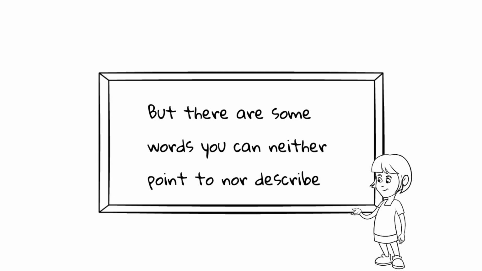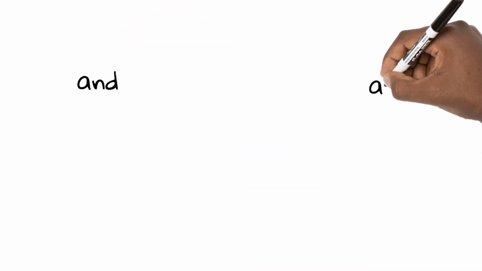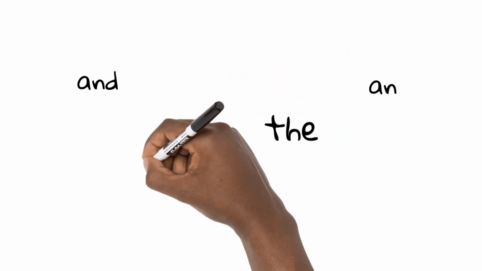So like good, I could describe with some qualities. Chair, I could point. But there are many other words where you can't do both. And these are the simplest words which all of you use 100 times a day. They are words like and, an, the, or, is, as.